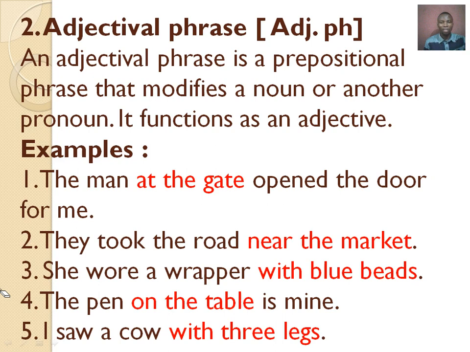So you see, the parts written in red have answered the question which, and they are all adjectival phrases that qualify the nouns respectively in the sentences.